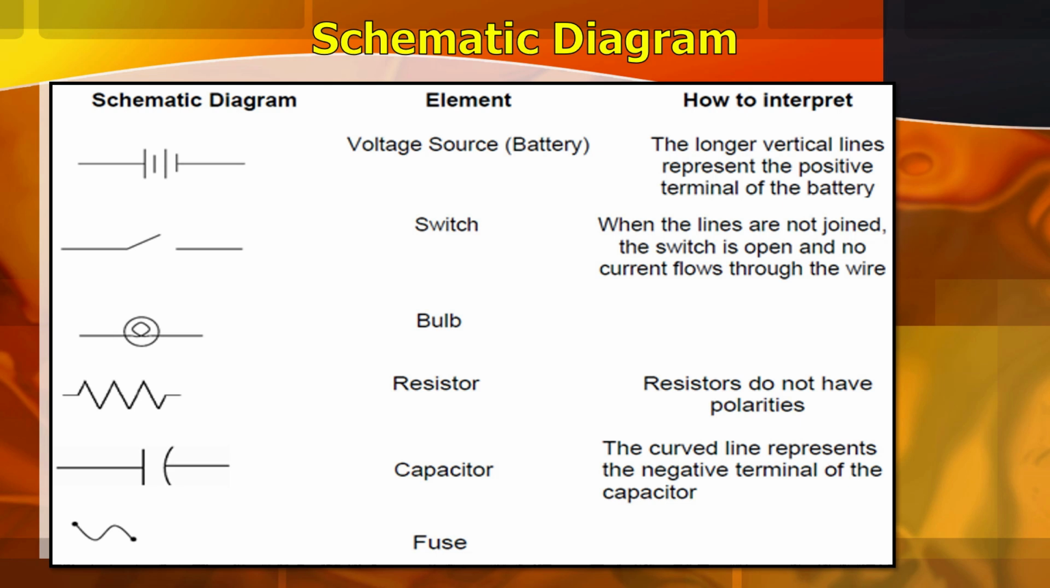And next, the resistors. Resistors do not have polarities. And the capacitor, where the curved line represents the negative terminal of the capacitor. And lastly, the fuse, which is very important for some appliances because it regulates the electrical current in our appliances.